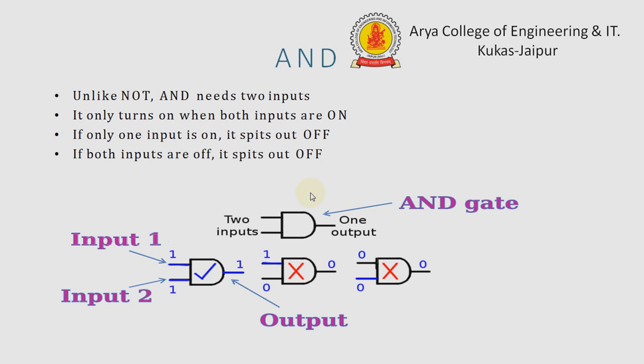Now the second gate is the AND gate. Unlike NOT, AND needs two inputs. It only turns on when both inputs are on, or we can say both inputs are high. If only one input is on, it spits out off, and if both inputs are off, it is also off. So here is the symbol of the AND gate. Here we applied two inputs and we get one output from it. If both inputs are high, at that time we get the output high, and if one input is high and the other input is low, then we get a low output. Same here, if both inputs are low, at that time we get a low output.